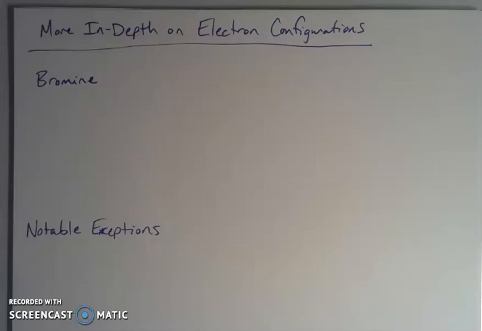Today I want to talk a little bit more in depth on electron configurations because we as chemists are interested in the outermost electrons. They're the ones that do all the cool and interesting chemistry, and we teach you how to do electron configurations and then we send you on your merry way. But I want to get into a little more in-depth look at electron configurations, talk about some notable exceptions, talk about how this looks in ions, and kind of go from there.